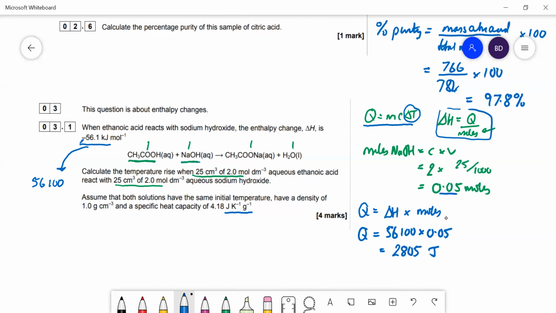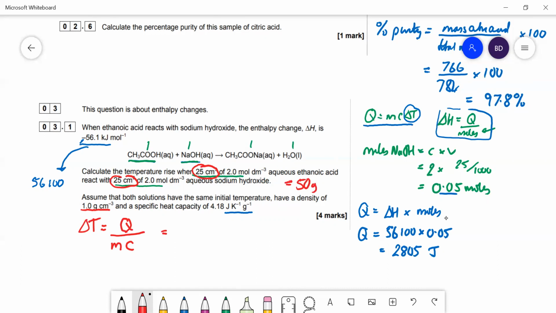Right, so let's rearrange this equation. So we get delta T is equal to Q divided by M, that's the mass of the solution, multiplied by the specific heat capacity C. Now the mass of the solution, we've got 25 centimeters cubed of ethanoic acid and 25 of NaOH, and the density is 1 gram per centimeter cubed, so the total mass is equal to 50 grams of solution.